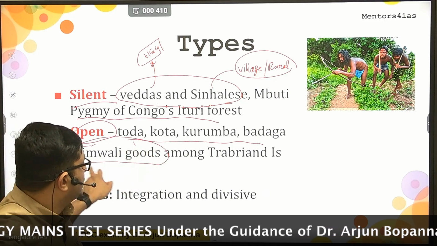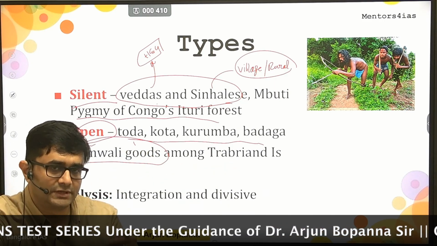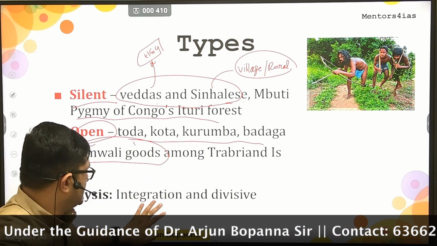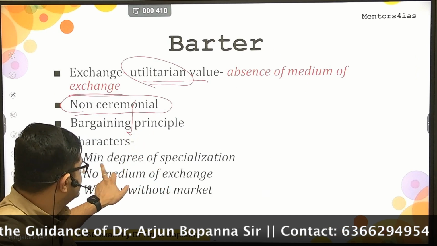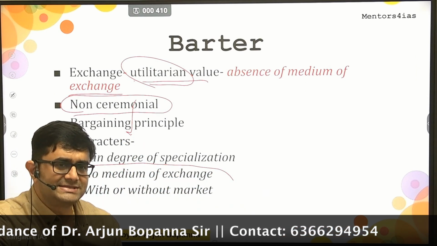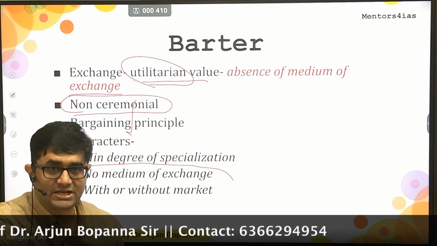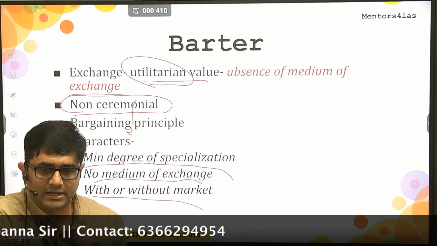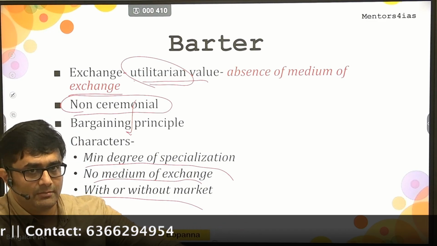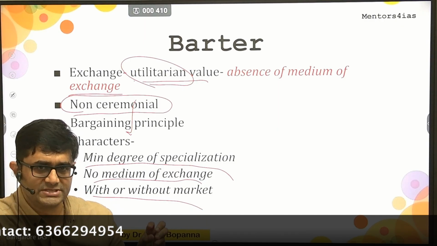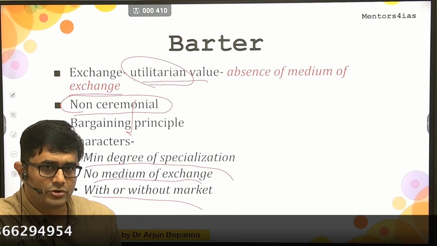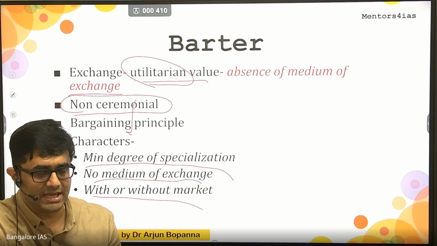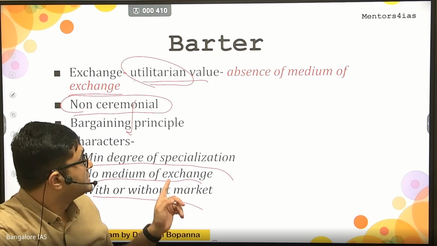Similarly, the Gimwali goods among the Trobriand Islanders. In Trobriand Islanders, they do barter. They also don't have money. That's another example. So this kind of barter is seen in simple societies where there is very little specialization. There is no medium of exchange, and it happens with or without a market. Meaning, there may be a marketplace, there may not be, but the principle of market is there. That means demand and supply. Let's say I have a produce which is of high demand, I will expect more goods in return. So market principle is there, but marketplace may not be there. So this is about barter.